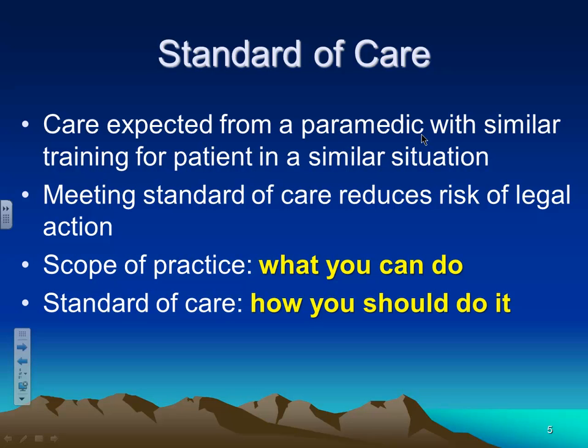Standard of care and scope of practice are two terms that students struggle with sometimes. Standard of care is how you should do something. Your scope of practice is what you can do. So if you can just kind of remember that distinction. Scope of practice is what you can do. Standard of care is how you should do it, the quality of which. Standard of care is care expected from a paramedic with similar training for a patient in a similar circumstance. So asthmatic patients should get essentially the same care, same protocols in Alabama as they get anywhere else.